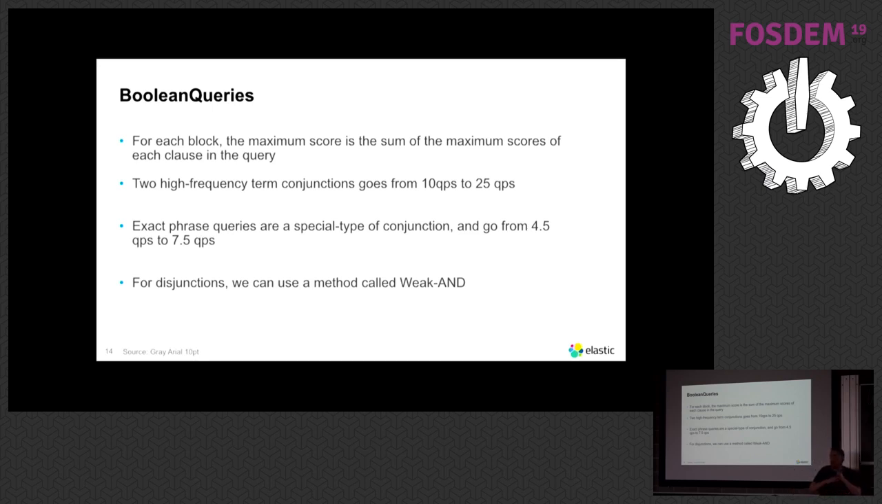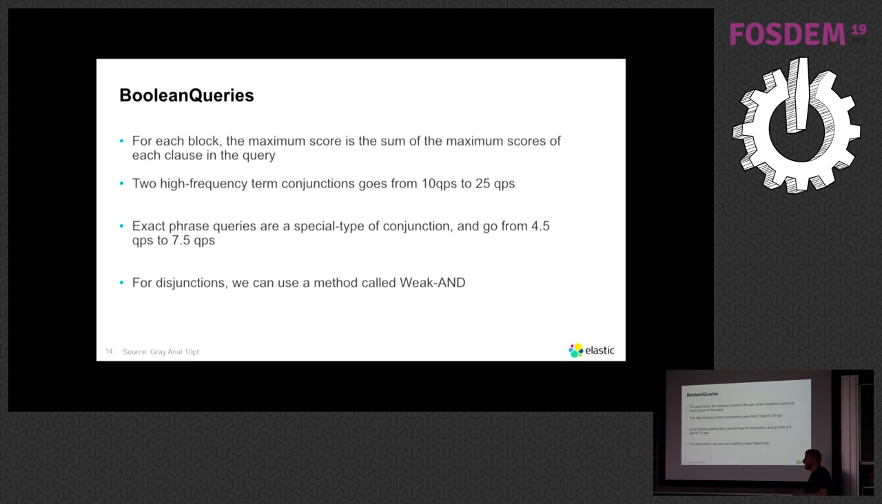Exact phrase queries again are basically just a conjunction with a bunch of extra constraints on it in terms of where the positions are. They are slower than normal term conjunctions, so we're going from 4.5 to 7.5 queries per second because, again, most of the time here is actually spent in things like decoding positions lists and intersecting positions lists and making sure things are in the correct position. But still, it's a nice speed up.